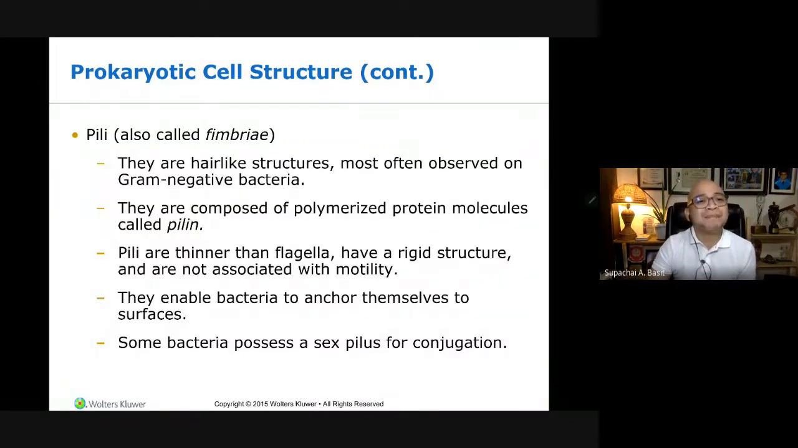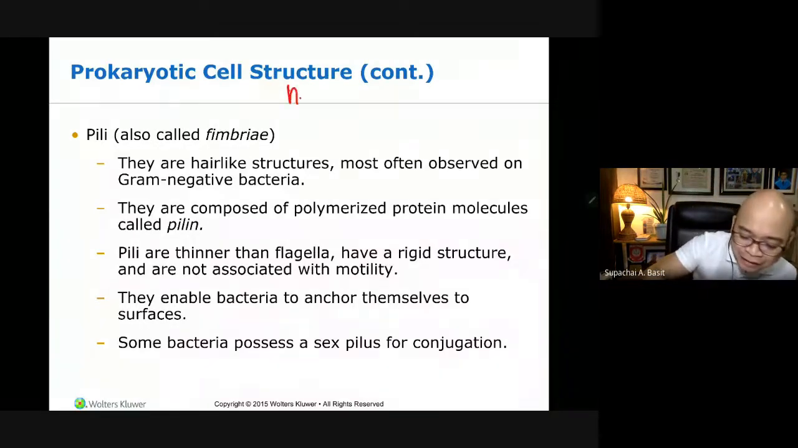We also have pili, another example of a hair-like structure observed in gram-negative bacteria. The protein component of pili is called pilin. Pili are thinner than flagella and have a rigid structure. Unlike flagella, pili are not associated with motility, but they enable bacteria to anchor themselves to surfaces. Let me give you an example: Neisseria gonorrhoeae.